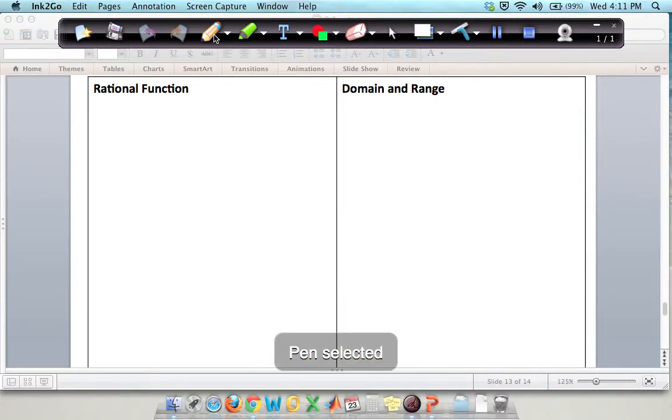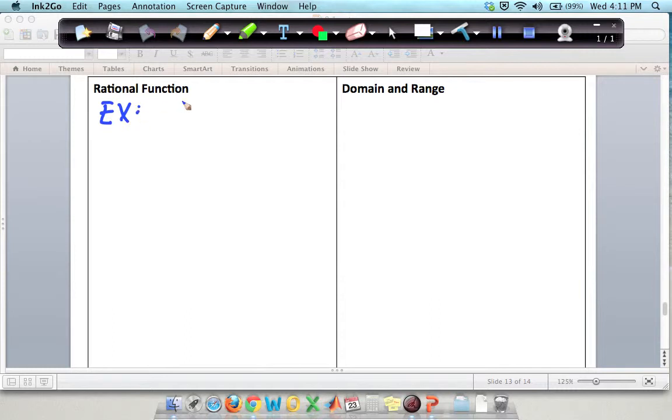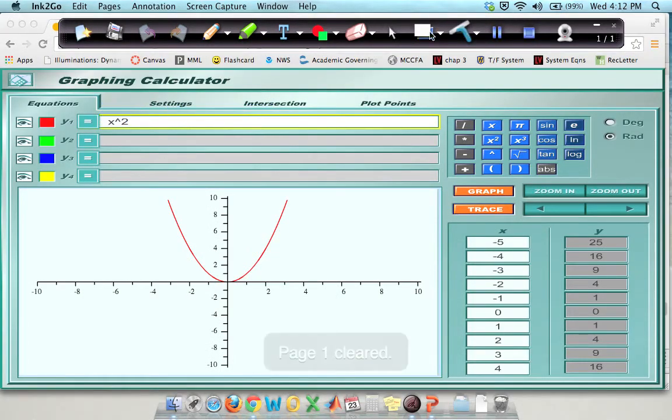Okay, for a rational function, this is what we just studied in chapter 7. But now we're going to actually graph a rational. And we're going to graph the most basic rational function. So you saw many different types of rationals. So we're going to graph just f of x equals 1 over x.